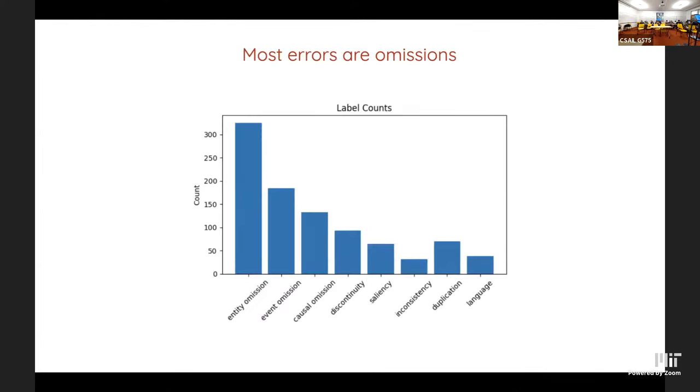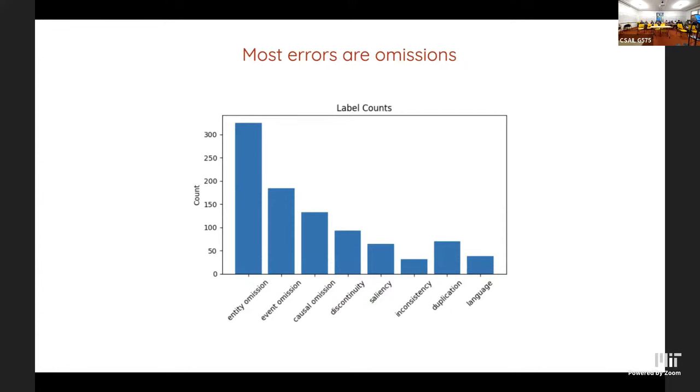We acquired over 2,000 annotations of these coherence errors, and the vast majority of them were omissions. So there was some critical information that the human needed to understand that wasn't present in the summary that made it incoherent. It might have been a character wasn't introduced, or an event was referred to but not described earlier on. Or the motivation or some causal link between two events was not mentioned that made it incoherent.